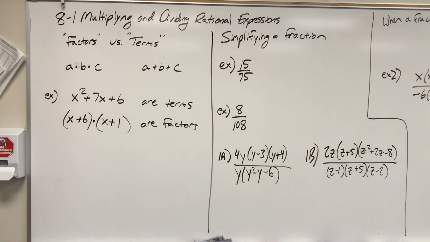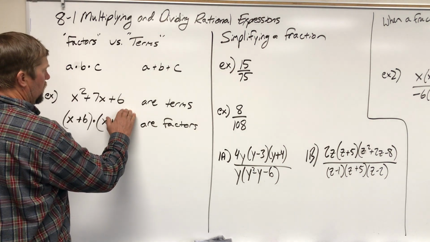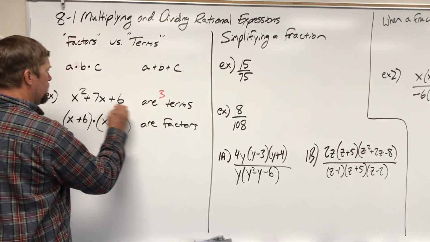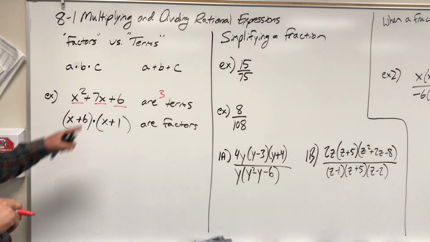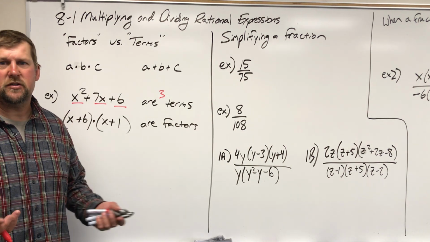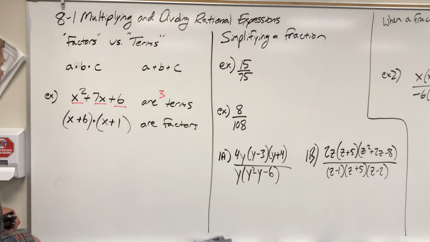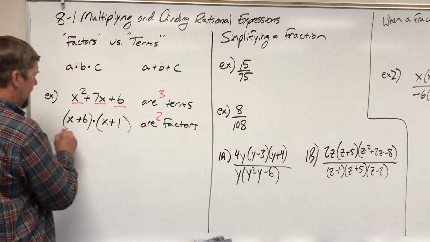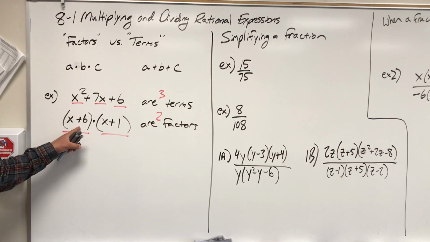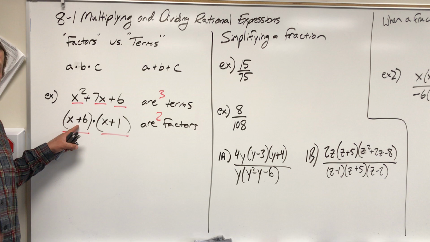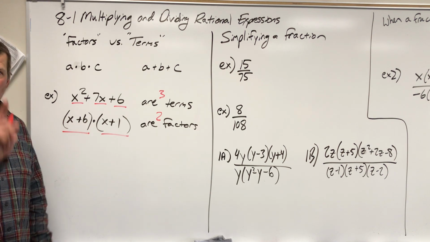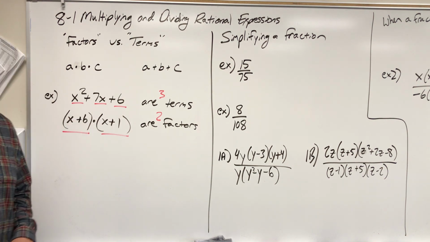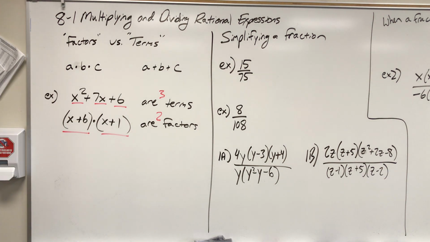For example, this quadratic polynomial right here has three terms. Sure, there are factors within a term, but they're still terms, okay? If I were to factor that out, now there are two factors. There are terms within the factor, but x plus 6 is one factor. X plus 1 is one factor. Anything that's multiplied like this to get you the original is considered a factor.